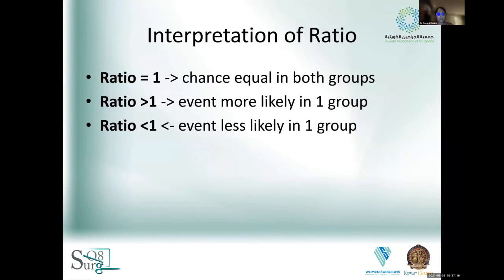How do we interpret ratios? I think it's straightforward. If a ratio is 1, that means you have an equal chance of something occurring in both groups. So 1 means there's absolutely no difference between the groups. If the ratio you're looking at is greater than 1, then an event is more likely in one group compared to the other. If your ratio is less than 1, then an event is less likely in one group compared to the other.